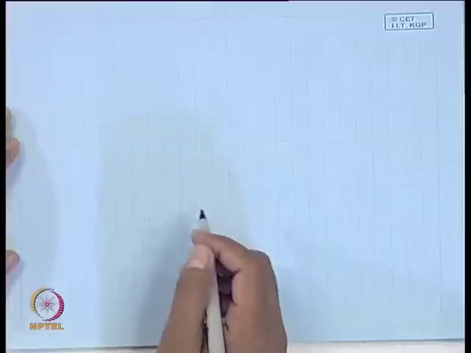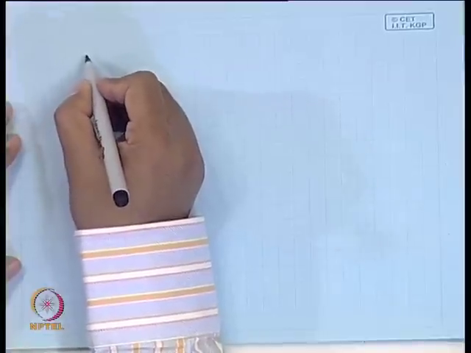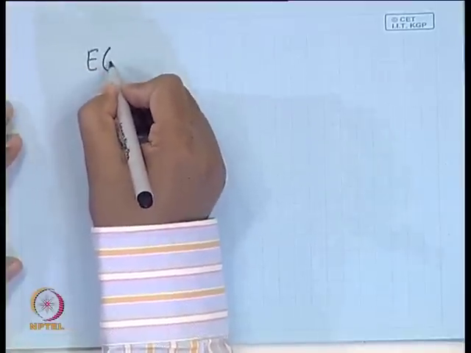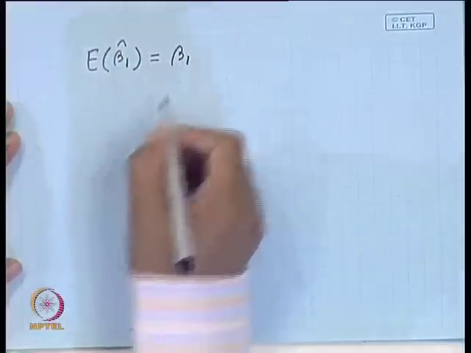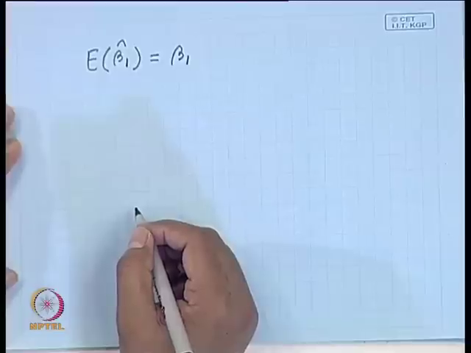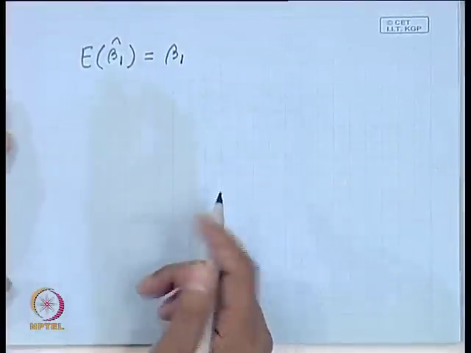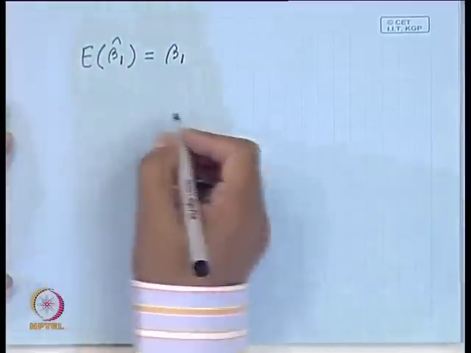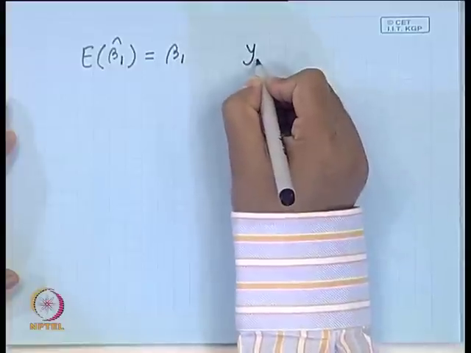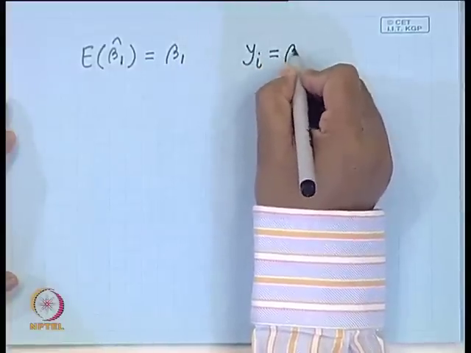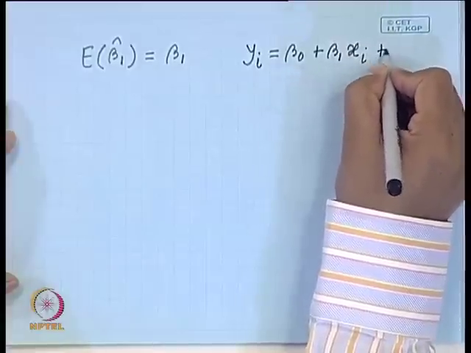Next, let me prove that the estimators beta naught and beta 1 are unbiased estimators. That is, we are going to prove that expectation of beta 1 hat is equal to beta 1. So, if this is true, then we call beta 1 hat an unbiased estimator. Okay. Well, let me start from here. The simple linear regression model is y_i is equal to beta naught plus beta 1 x_i plus epsilon_i.